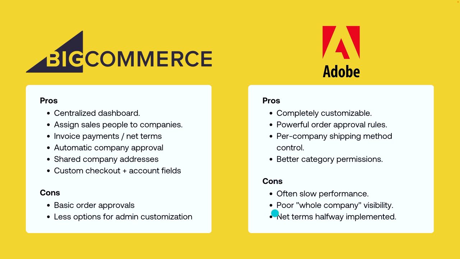The cons. Often slow performance. Unfortunately, just by installing the B2B edition or enabling it on the Adobe side, it slows your website down. It's just going to do that. There's more lookups. There's more CPU power that's necessary in order to run it. It's just what it takes.